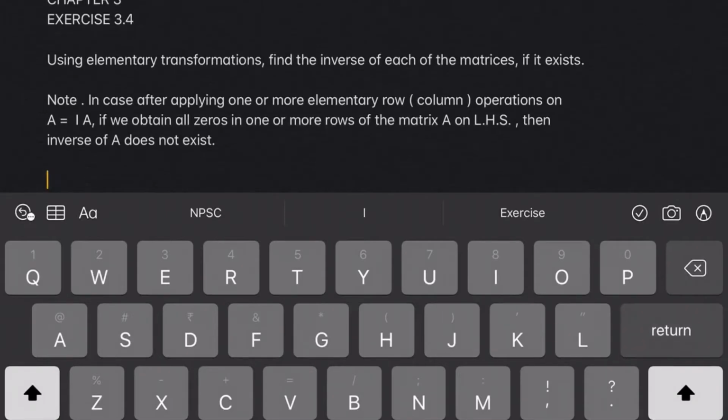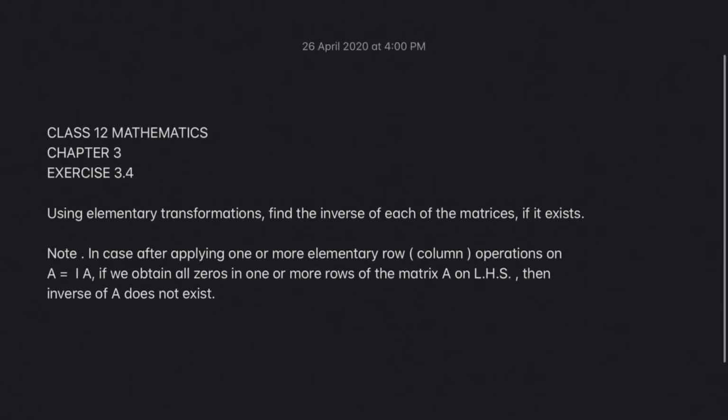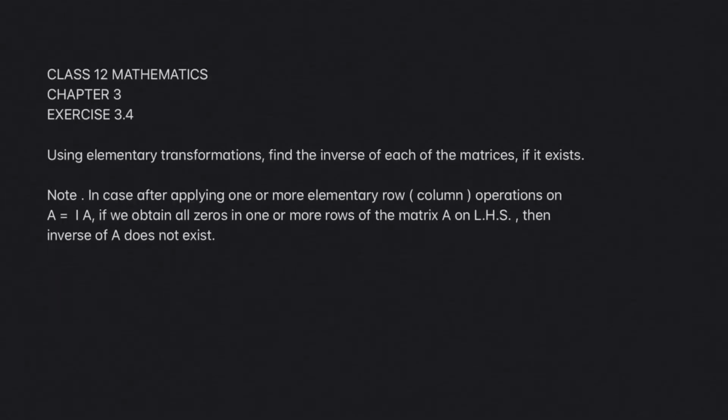Moving forward, if we continue now with chapter 3, exercise 3.4, elementary transformations. We will be focusing only on row transformations here. Find the inverse of the matrices if it exists.